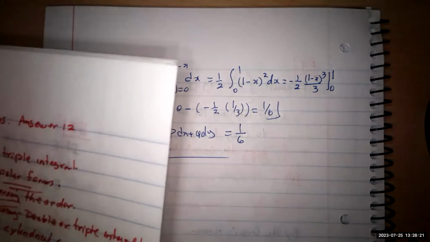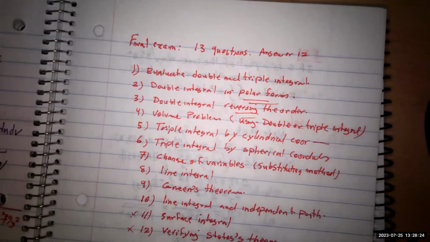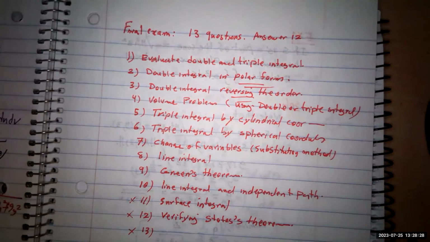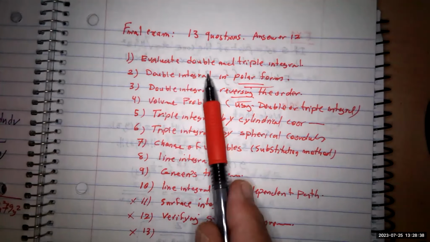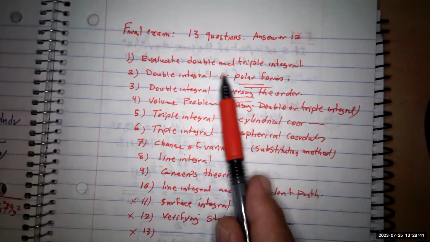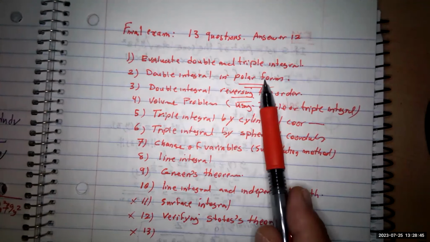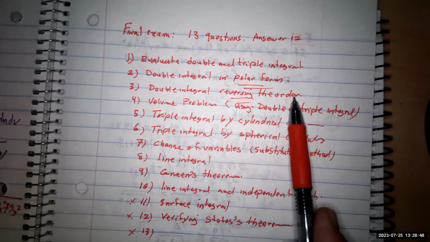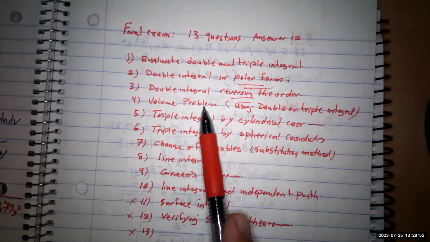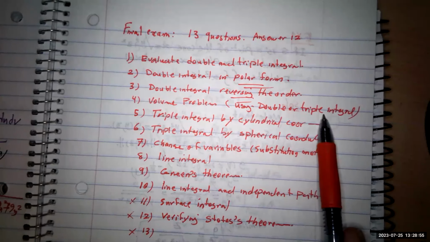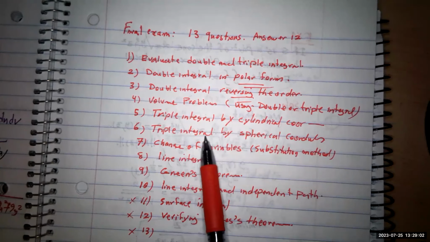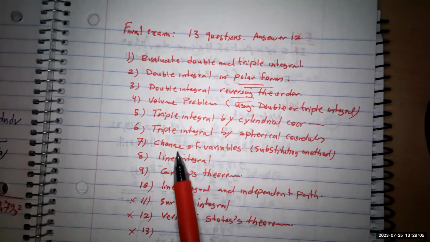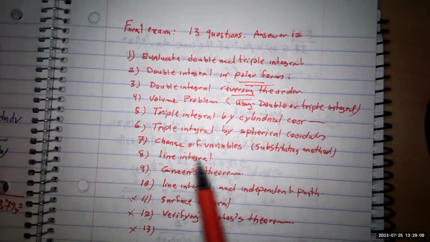Let me show you this one that I have from the past. I write it down again if you want to prepare. This is the 13th question that you're going to see on the final, and you're going to answer 12 questions. So the topics are: evaluation of double and triple integrals, just ordinary ones, double integral in polar form, double integral reversing the order, and volume problems. You know that a volume problem can be done by a double integral, a triple integral in cylindrical coordinates, a triple integral in spherical coordinates, and the change of variable substitution method.